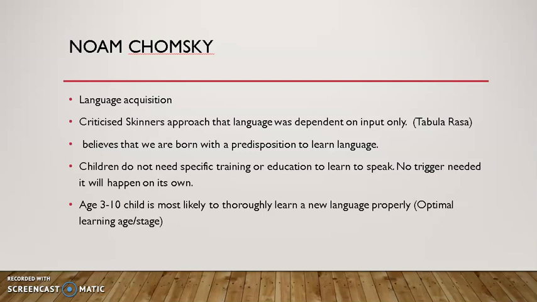Chomsky believes that people are born with a predisposition to learn language. So we already have it in our brain. Therefore, children do not need specific training or education to learn to speak. No trigger is needed. It will happen when it needs to happen. It will happen on its own. And an interesting point, he says that from age 3 to 10, a child is most likely to learn a new language completely and utterly, from its spoken language to its written language, if given the opportunity. And he talks about this being the optimum learning stage or age.